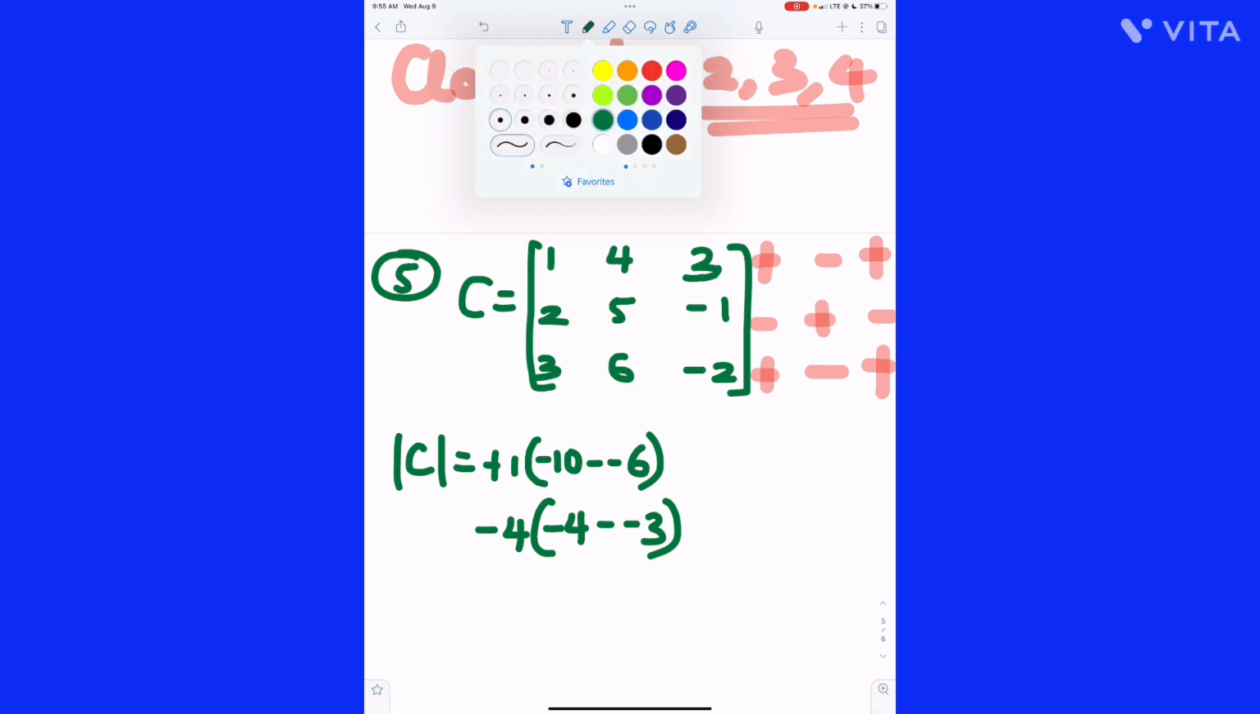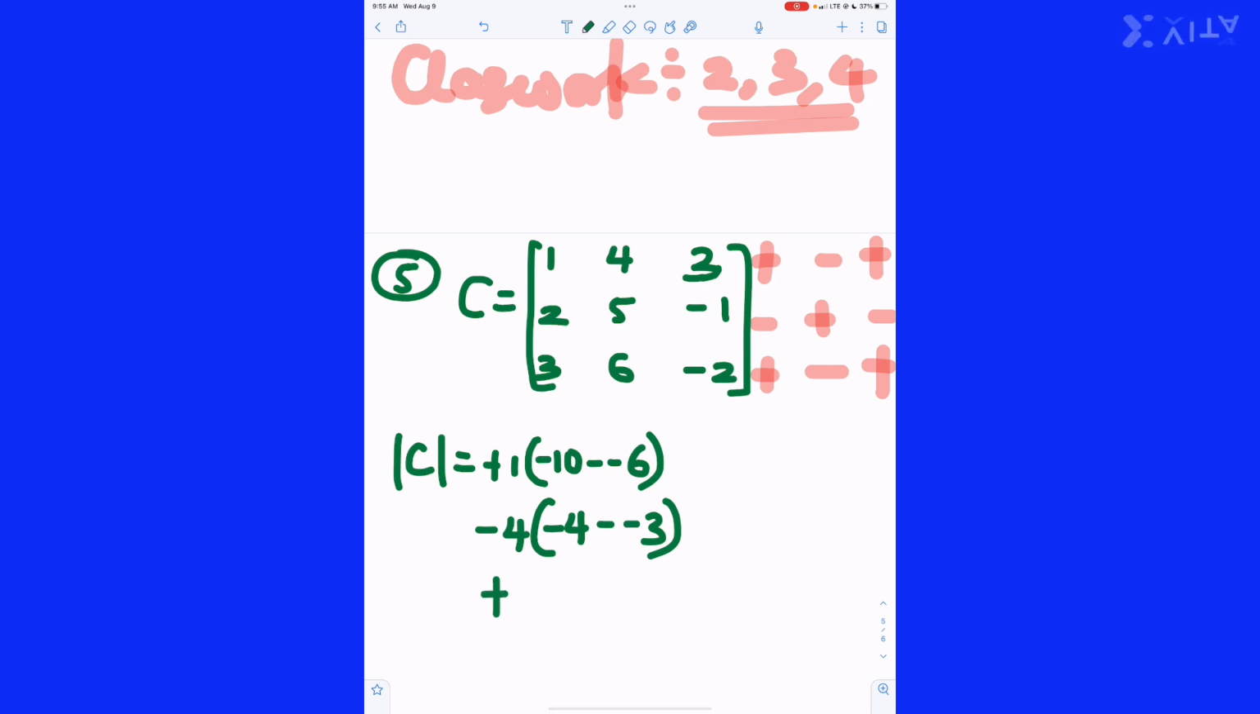So that gives us what? That's plus 3. 12 minus 15. So this is what? Let me put it together here. That's plus 1 times minus 10 plus 6 is minus 4.